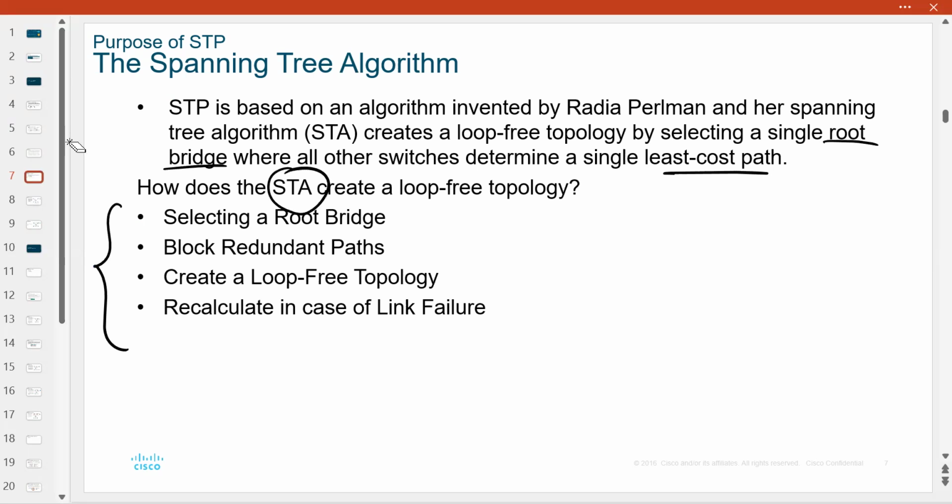They created this algorithm, which we now use in networking to prevent loops. One, it selects a root bridge. Number two, it blocks redundant paths. It creates a loop-free topology and recalculates in case of link failure. All right, let's just see how a loop is stopped first.